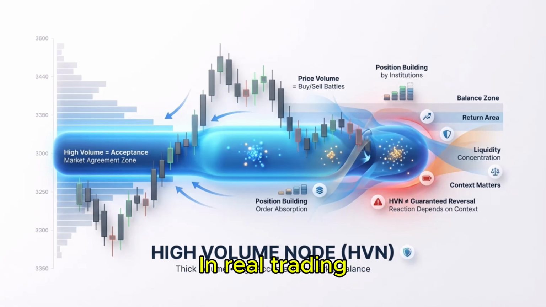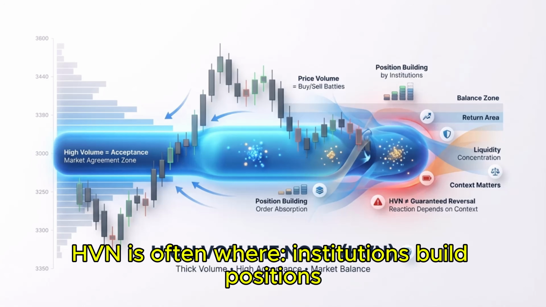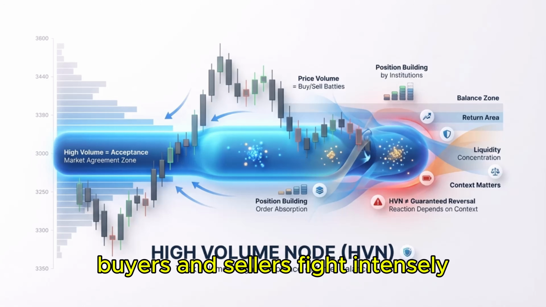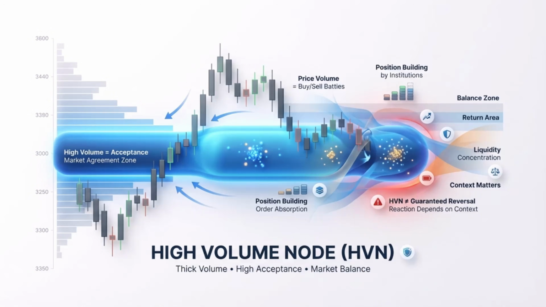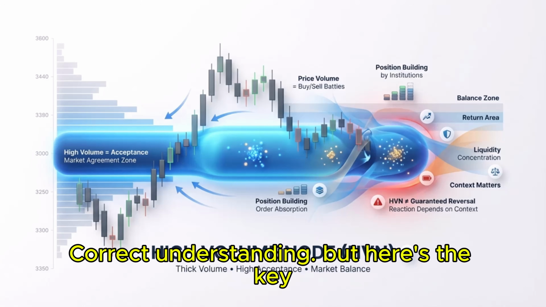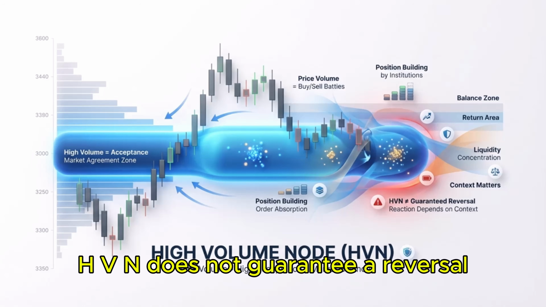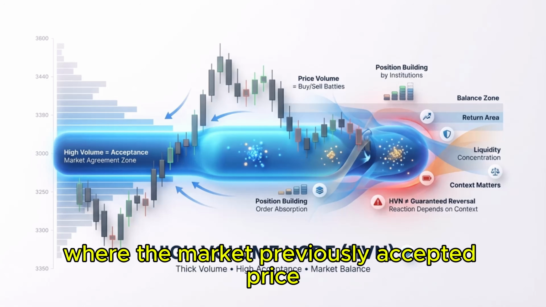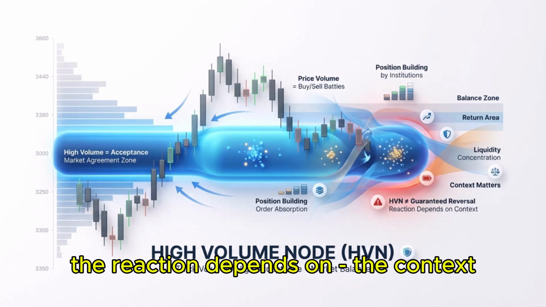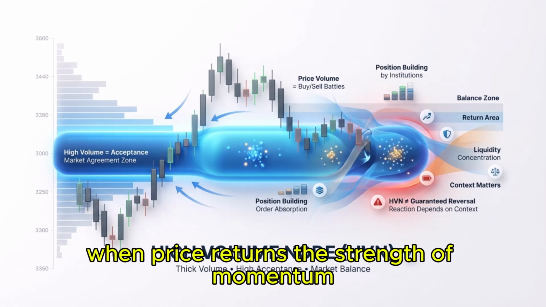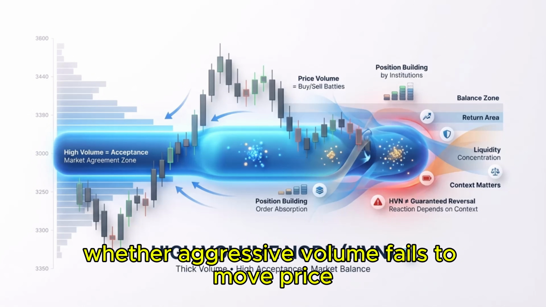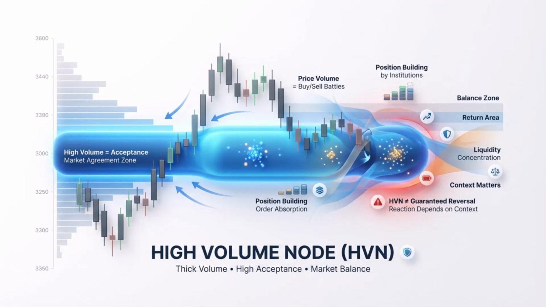In real trading, HVN is often where institutions build positions, large orders get absorbed, buyers and sellers fight intensely. Correct understanding. But here's the key. HVN does not guarantee a reversal. It simply tells you this is an area where the market previously accepted price. The reaction depends on the context when price returns: the strength of momentum, whether there is absorption or exhaustion, whether aggressive volume fails to move price.